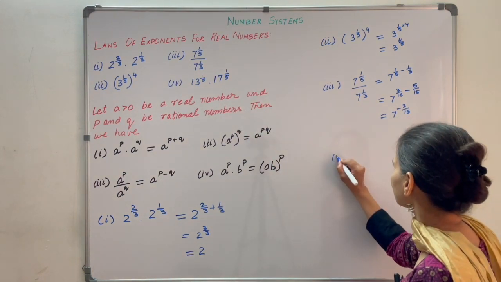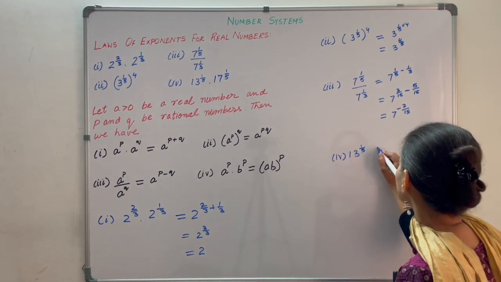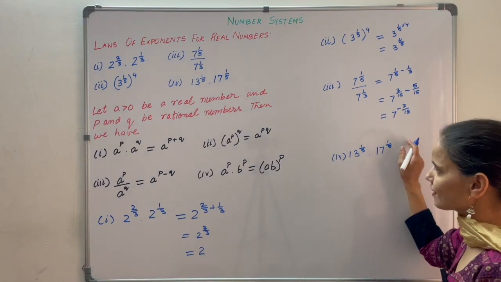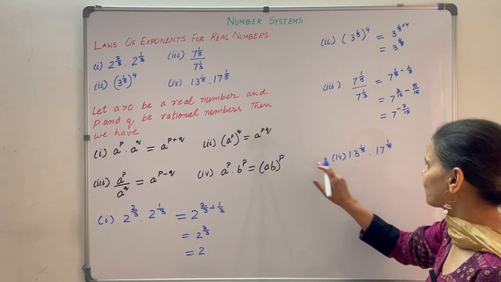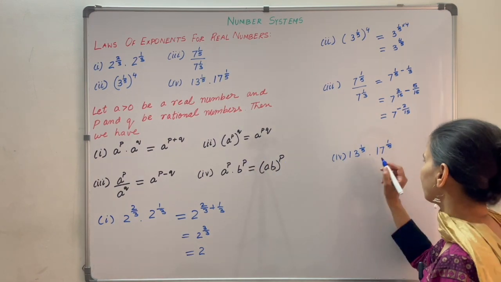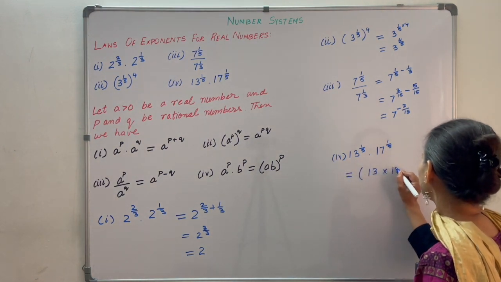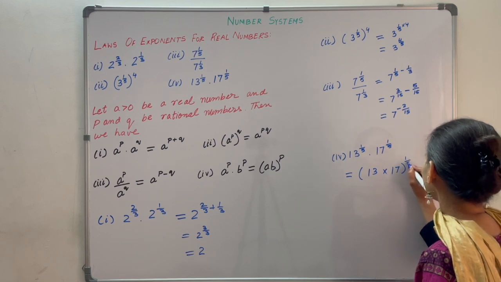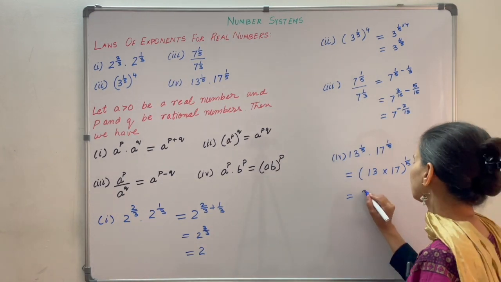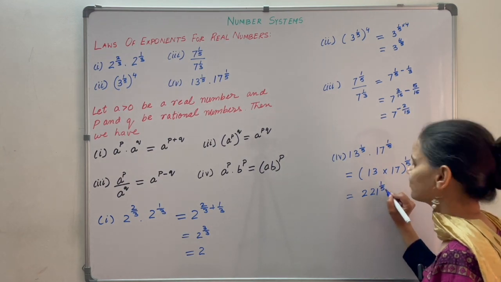So the fourth question is 13 raised to power 1 by 5 into 17 raised to power 1 by 5. Here the bases are different, powers are same. So we will use this law. Here A is 13, B is 17 and P is 1 by 5. Using that, we can rewrite this as 13 into 17 whole raised to power 1 by 5. When you multiply 13 into 17, you will get 221 and whole raised to power 1 by 5.